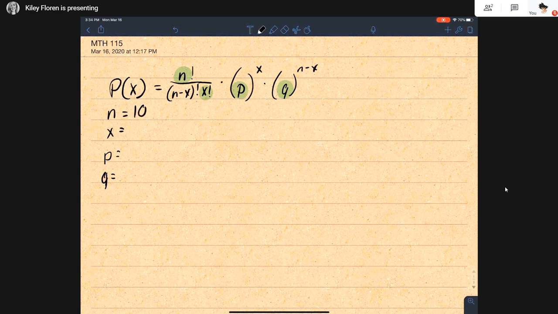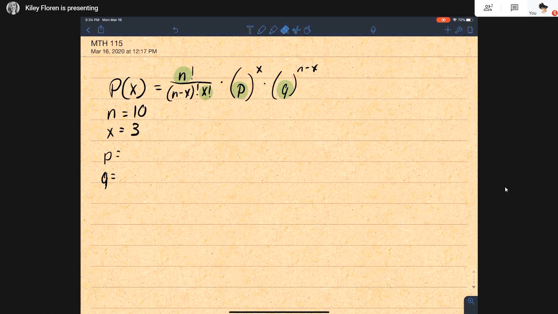Now I'm interested, the problem said, in finding exactly 3 people who visited the doctor. I don't know why exactly 3, that's just what the problem said. So this is the value that I'm interested in. Note that if it said more than 3 or less than 3, I'd have to do 3, then 4, then 5, then 6. I'd have to add them all up. In this case, I'm looking at just 3.